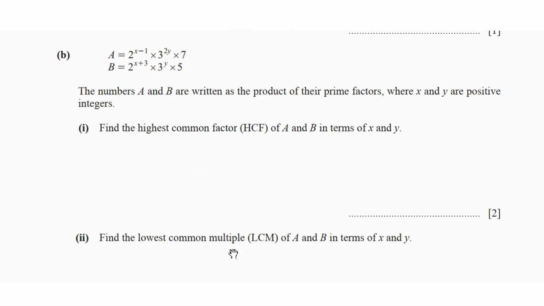And it says find the lowest common multiple of A and B in terms of x. So for the lowest common multiple, it's always the highest number. It's 2 to the power of x plus 3 times 3 to the power of 2y times 7 times 5. So in the lowest common multiple, it's all of the bigger numbers. So that's your lowest common multiple.